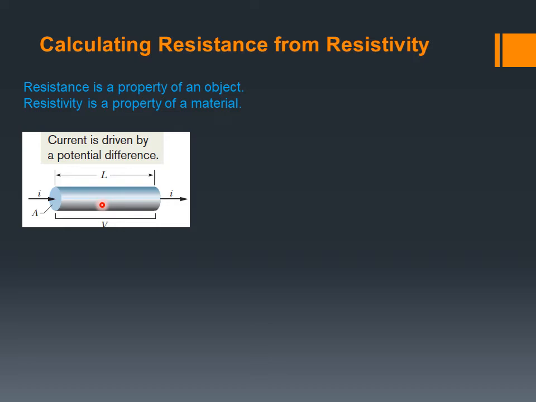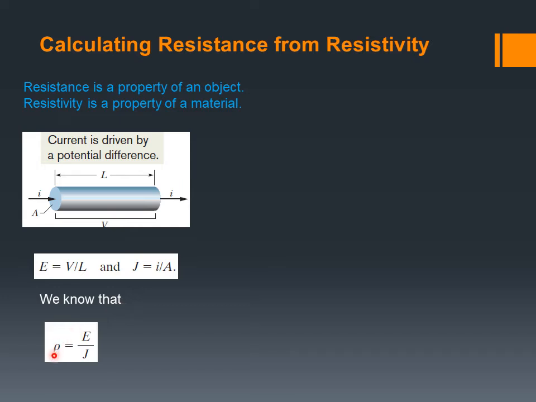For example, this is a conductor whose length is capital L, and a potential difference of V has been applied to the two ends of the conductor. A is the cross-sectional area of this conductor, and as a result of the potential difference, current appears, which has been shown flowing from left to right. This current is basically driven by the potential difference. We know that electric field is equal to V over L, and J is equal to I over A. J is the current density, I is the current in amperes, and A is the area.